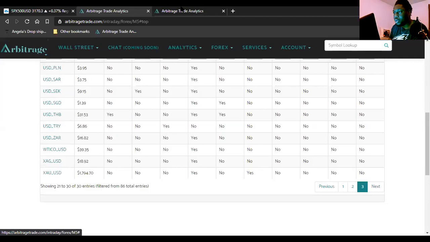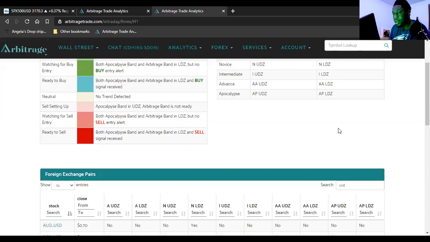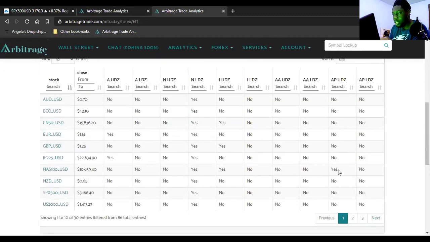For the US dollar, let's check on the 1 hour if it's the same thing. So NAS 100, that's upper danger zone, sorry.